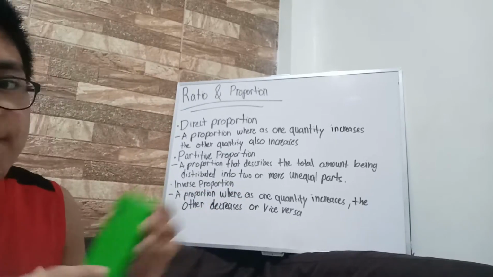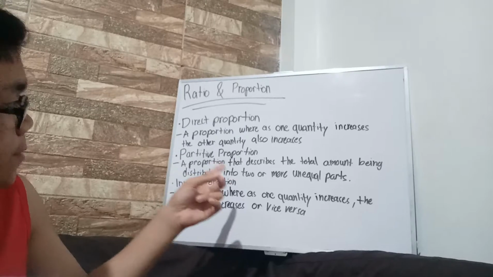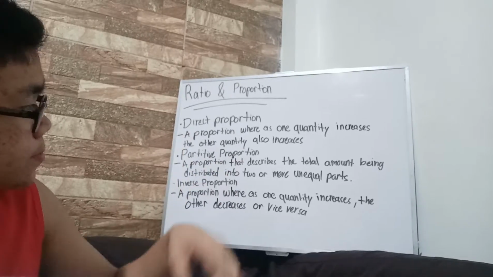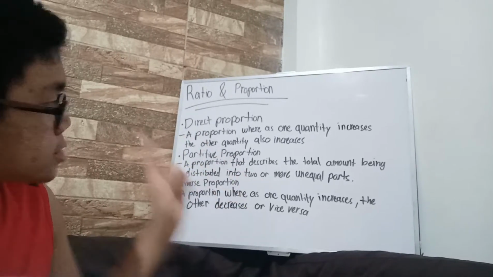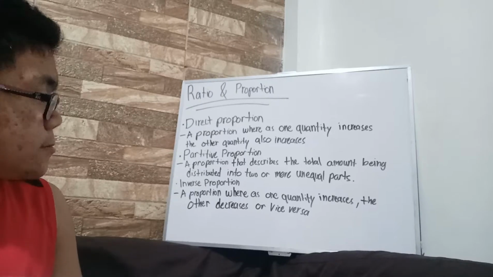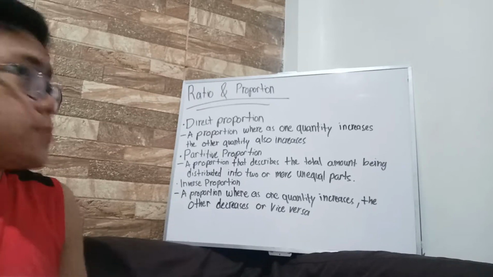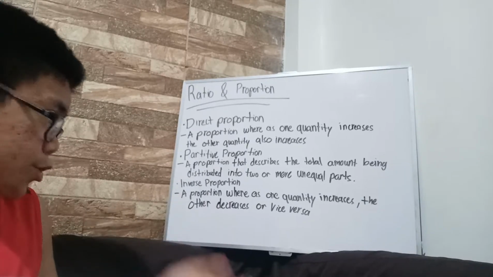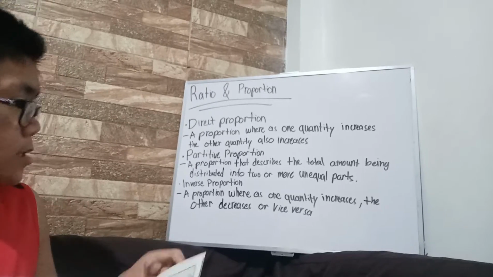So if you want to see, look at that: direct proportion, partitive proportion. You can take down notes there, and I will give you some examples of direct proportion, partitive proportion, and inverse proportion.